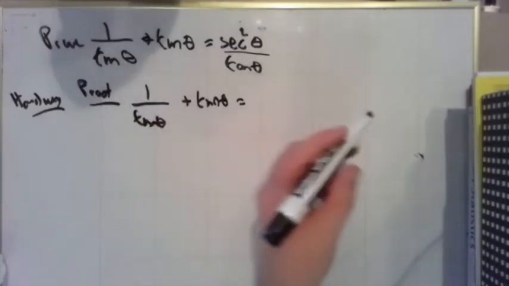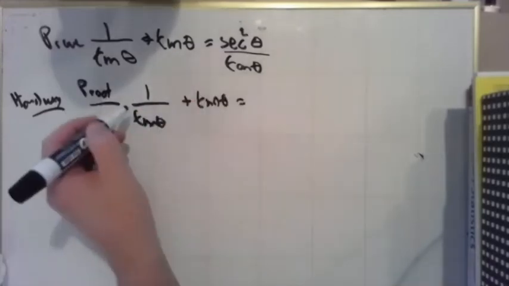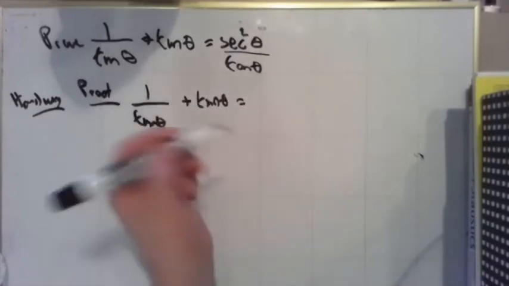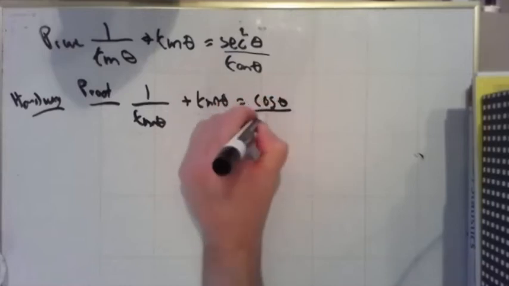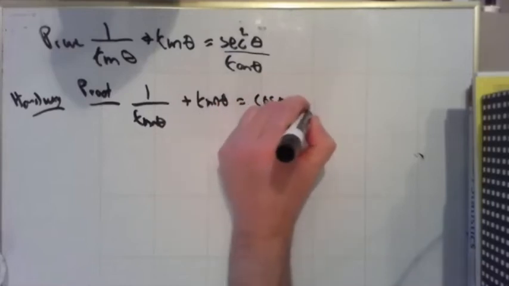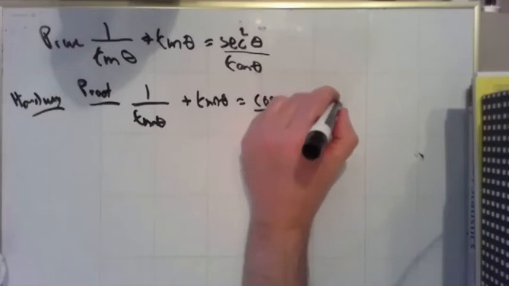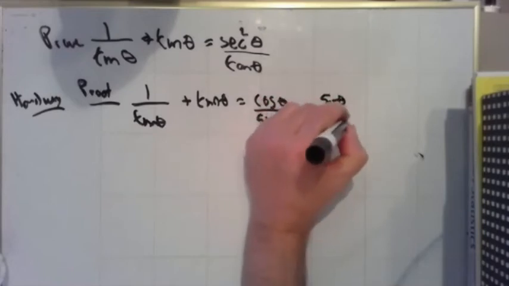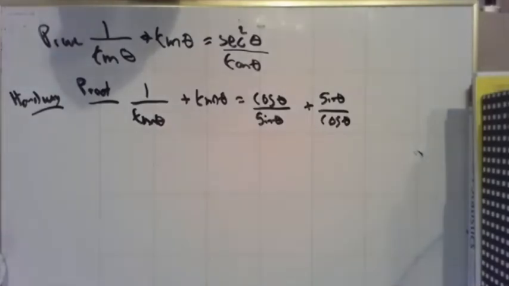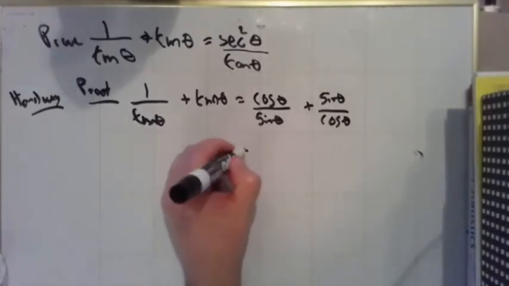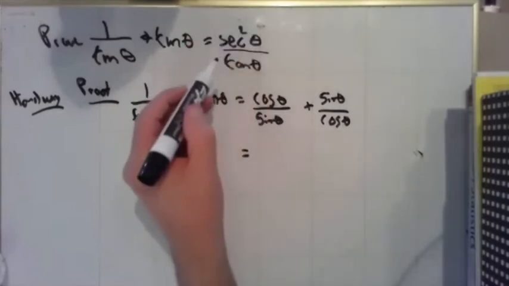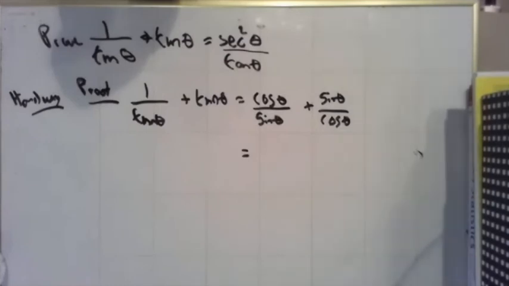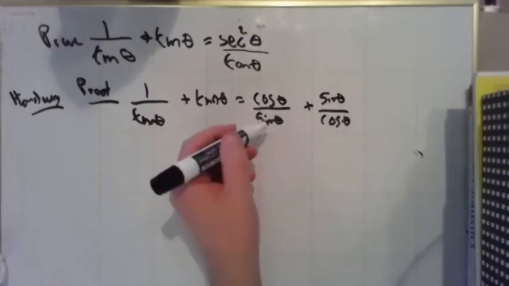Okay, so I'm going to follow my own advice, convert everybody into sines and cosines. So 1 over tangent, that would be tangent flipped over. That would be cosine over sine. And then tangent would be sine over cosine. Equals, I've got 2 fractions here. The answer is only 1 fraction. Somehow these will have to squish together and become one single fraction. They have to. So again, look for a common denominator.